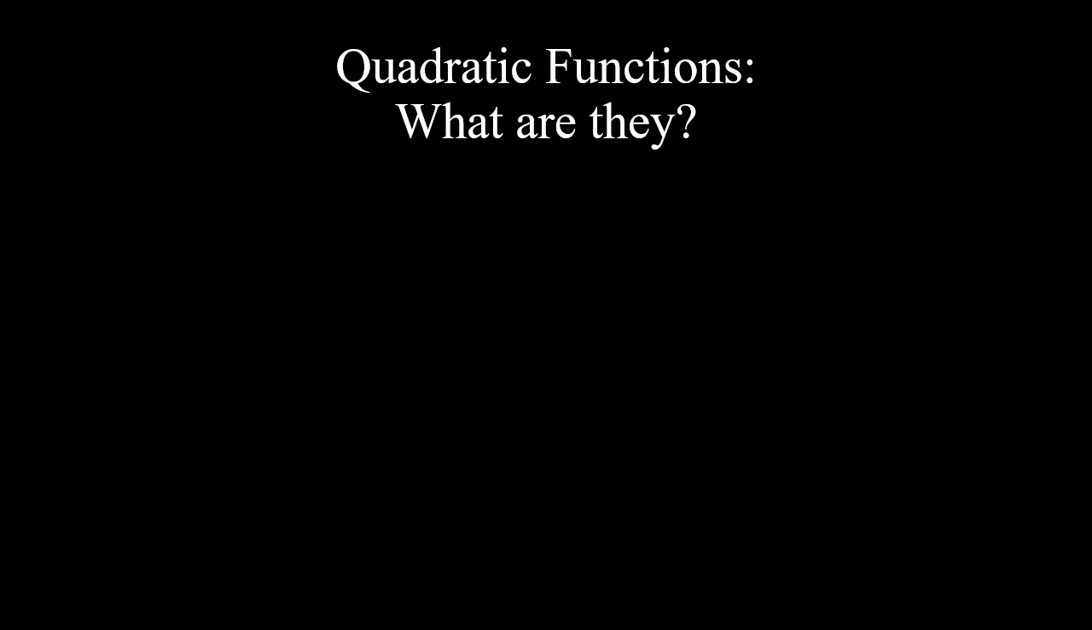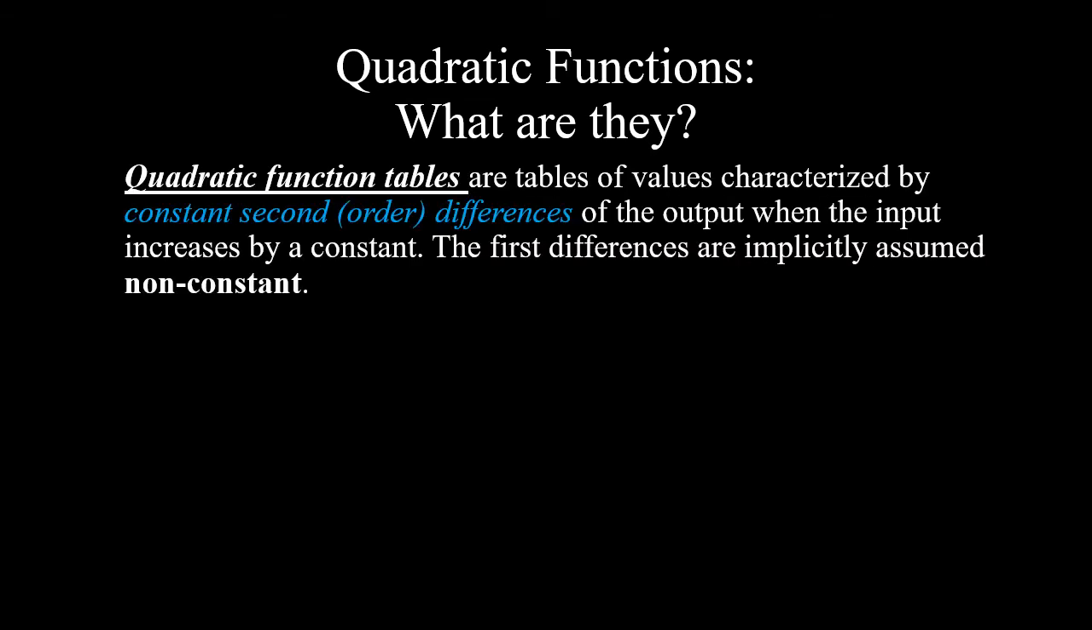What are they? As we saw in our previous slide, quadratic function tables are tables of values characterized by constant second order differences of the output when the input increases by a constant. And we assume that those first order differences are non-constant, okay? Which basically means that it's not linear, right? We're not adding or subtracting the same thing in the first order differences. But when it comes to the second order differences, then we see that constant change, okay?